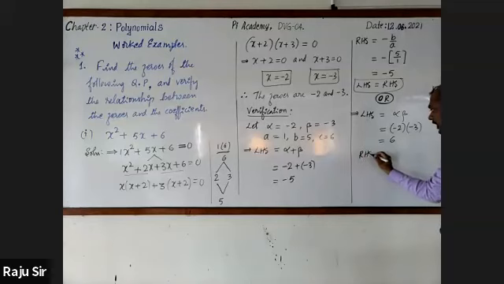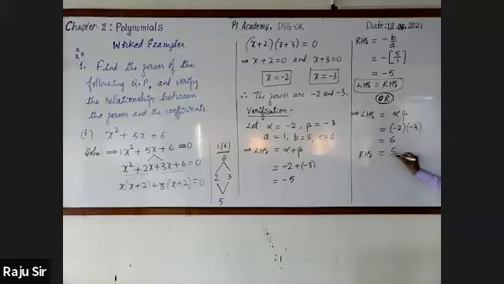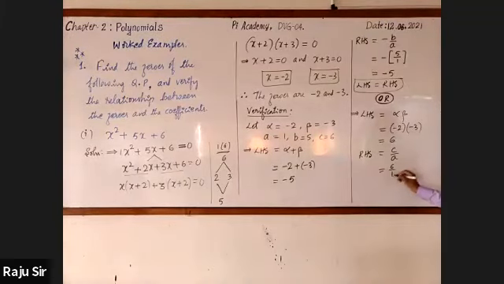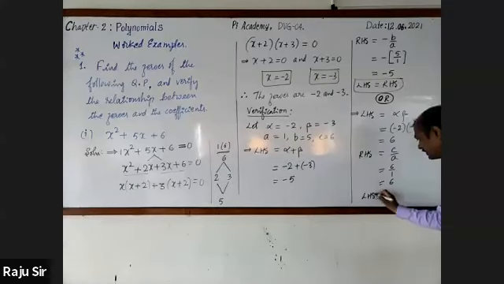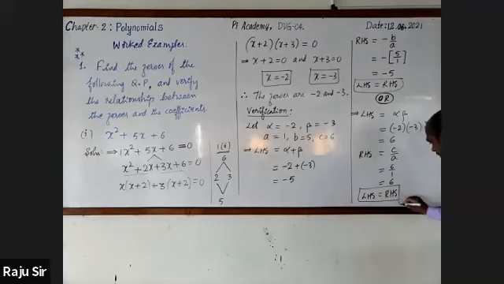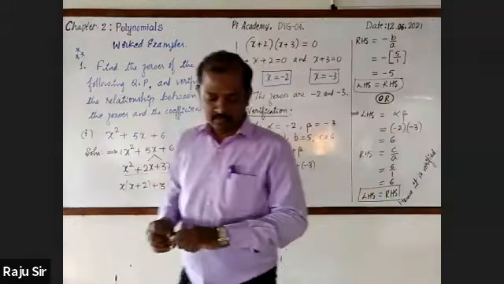Let me take RHS part. RHS is c by a, where c is 6, a is 1, 6 by 1 is 6. LHS is 6, RHS is also 6. LHS equal to RHS. Hence, it is verified.